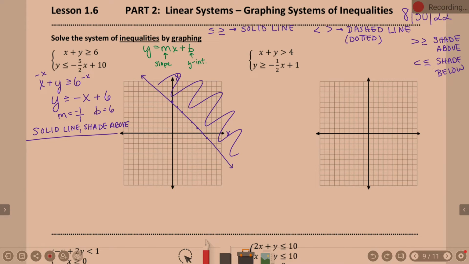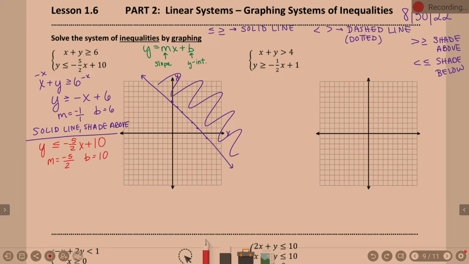Okay, other inequality, excuse me. Y less than or equal to negative 5 halves x plus 10. Good news? You don't need to switch it. It's already in y equals mx plus b form, isn't it? So that's good news. What do you know here? Our slope is negative 5 over 2. Our y-intercept is 10.